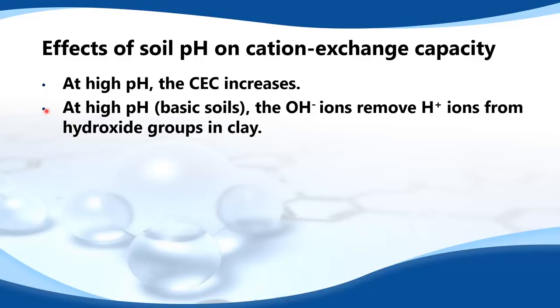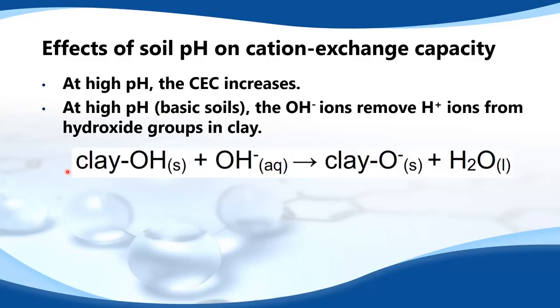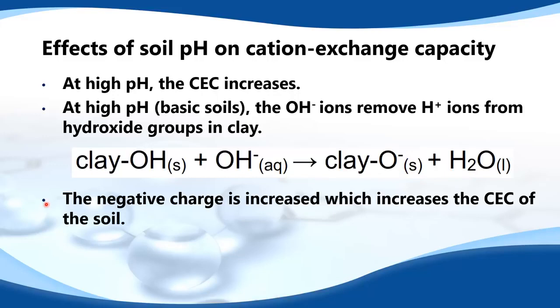At high pH, that's basic soils, the OH- ions remove the H+ ions from the hydroxide groups in the clay. So in this equation, we have the hydroxide ions, OH-, removing a hydrogen ion from the clay, and that gives us a negative charge on the clay and a molecule of water produced. The negative charge is increased, which increases the cation exchange capacity of the soil.